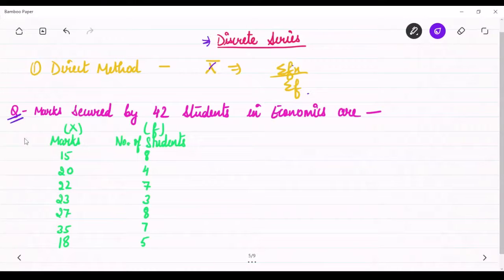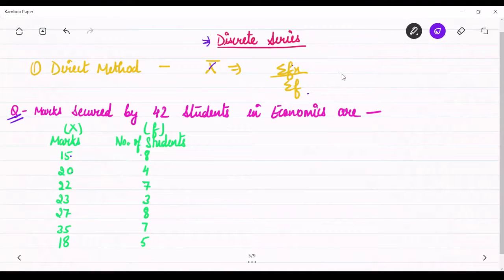We can solve this question now. Marks secured by 42 students in economics have been given. So marks are this and we have marked it as x, and number of students we have marked as f. So frequency is the number of occurrences of an event. Okay, so how many students have secured 15 marks? 8, 24. Okay, I hope this is clear.